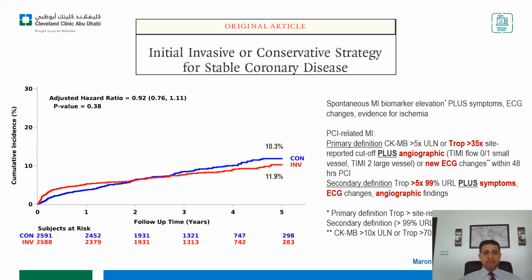One of the arguments that may be brought up is that these are small myocardial infarctions, peri-procedural MIs that may not be prognostically significant. However, I would like to draw your attention to the stringent and strict definitions used by the investigators for myocardial infarction.